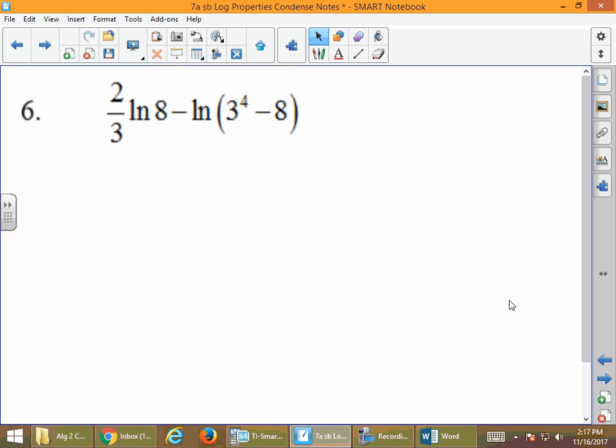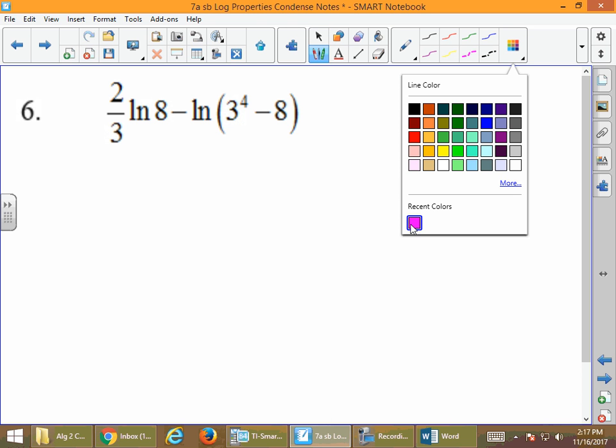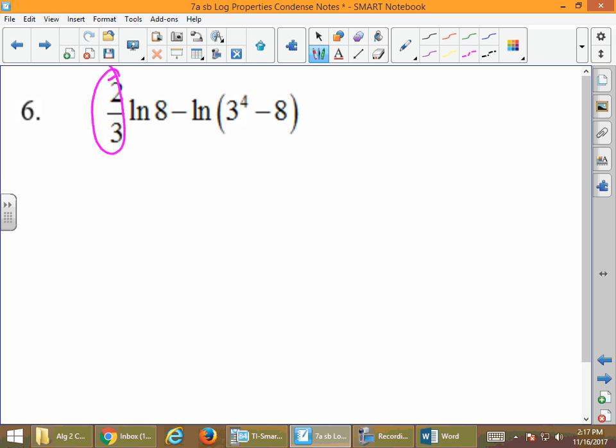Number 6. 2/3 is the coefficient. Goes back to our power property. So when we've got that 2/3 here, we're going to make that an exponent on the 8. Now in this particular problem, this is a natural log, but the same properties occur whether we're working with log or we're working with ln. So natural log here of 8 to the 2/3.